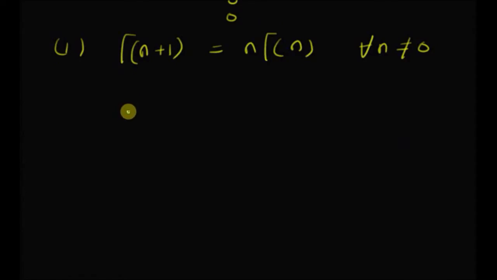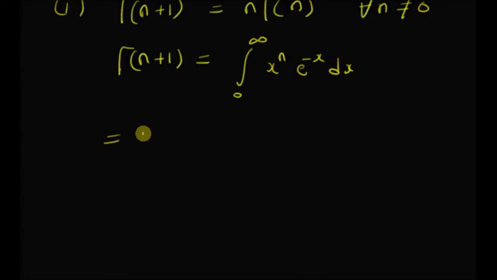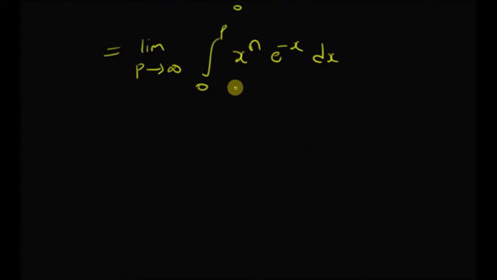By using the definition of the gamma function, we have gamma of n plus 1 is equal to the integral from 0 to infinity of x power n plus 1 minus 1, so x power n, multiplied by e power minus x dx. That is, when we replace t with n plus 1, it becomes x power n. Now we can rewrite the integral as limit p tends to infinity of the integral from 0 to p of x power n e power minus x dx. Now by applying integration by parts on this integral, we have limit p tends to infinity.